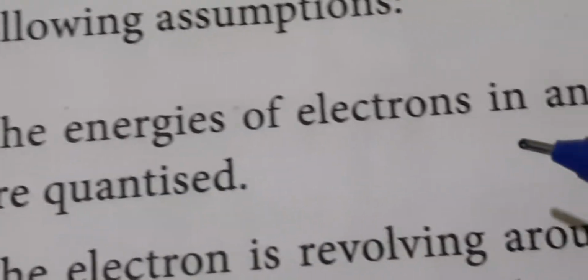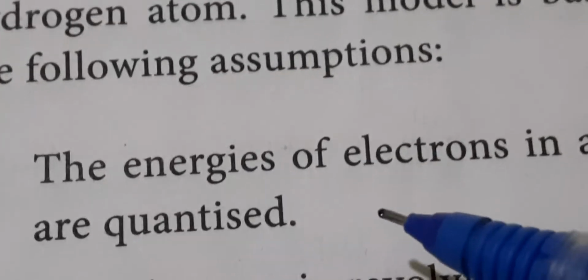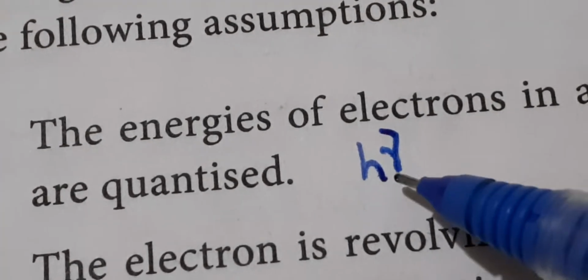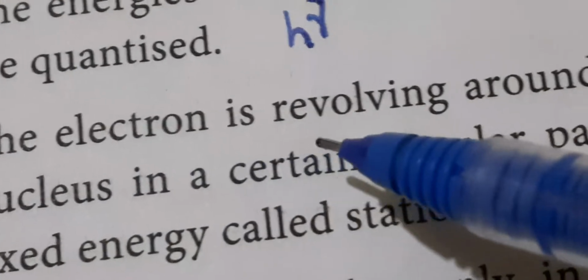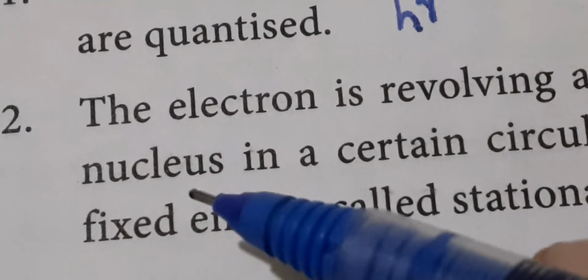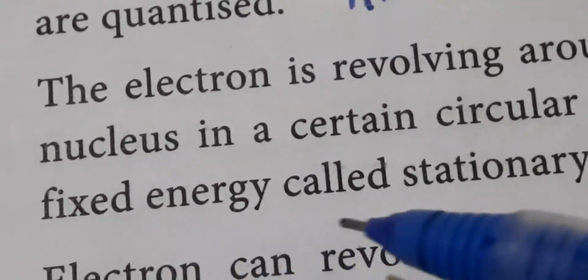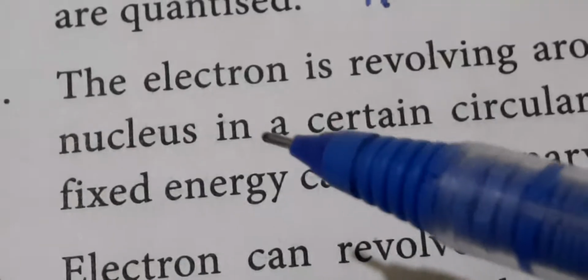So the energies of electron in an atom are quantized. That means the energy of an electron is in small packets called h nu. The second point is the electron is revolving around the nucleus in a certain circular path of a fixed energy called stationary orbit. What is stationary orbit?